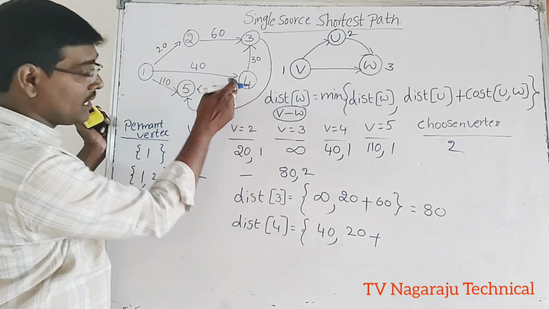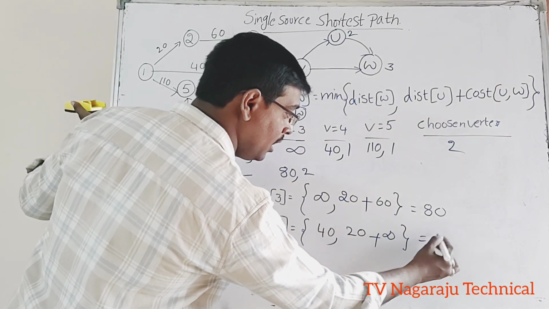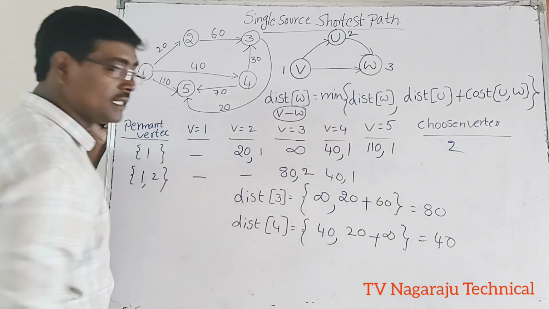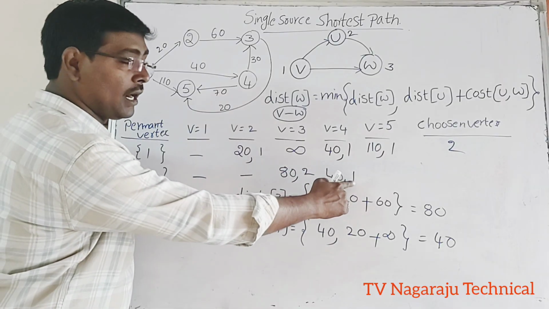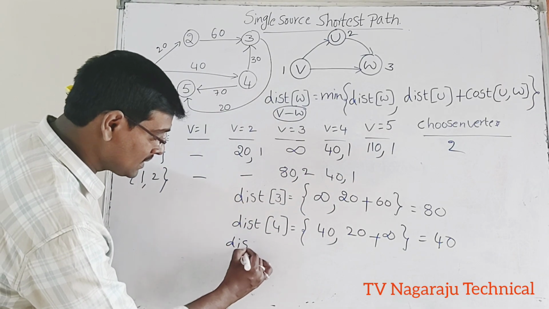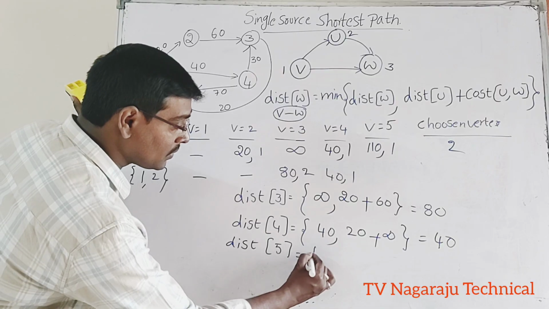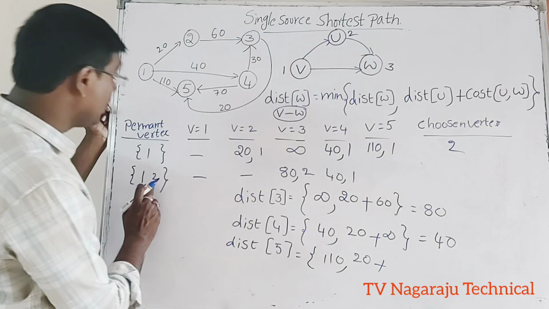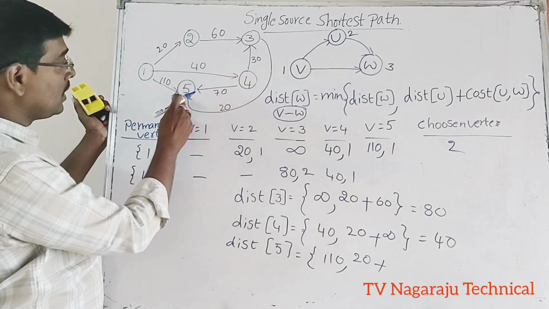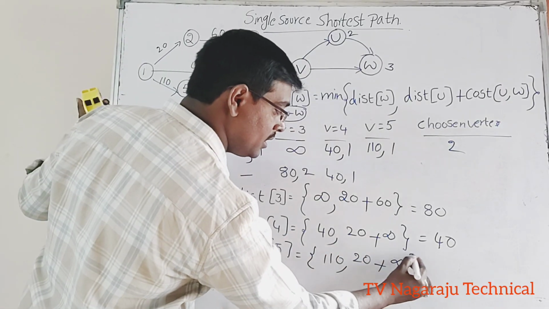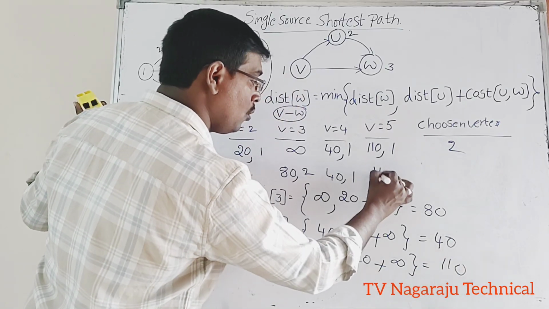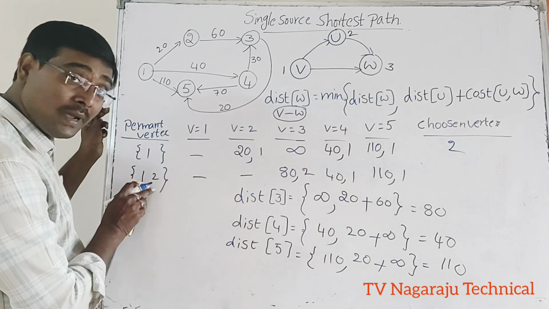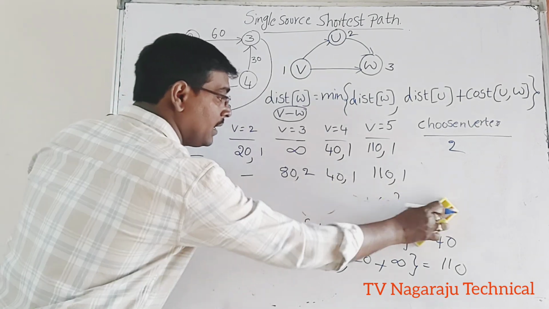Now 2 to 4, there is no edge. If there is no edge, infinity. What is the cost? 40 only. Whatever is available previously, that is kept. From 2 you are not updating. Now distance of 5. Here the direct cost is 110. Up to 2 the cost is 20. Now 2 to 5, this is 2, this is 5, there is no edge. If there is no edge, what is 110? So 110, comma 1 only. Clear? This is my second step, by considering 2 as the intermediate.